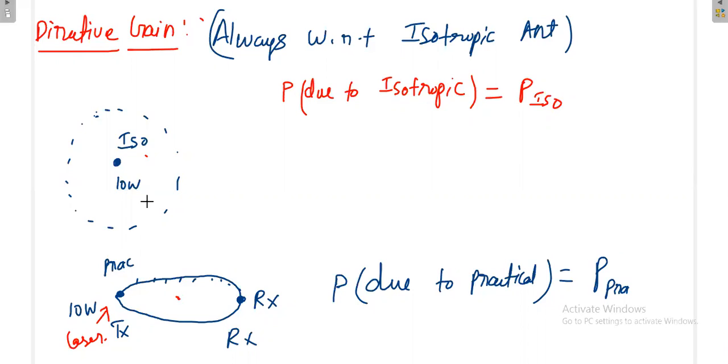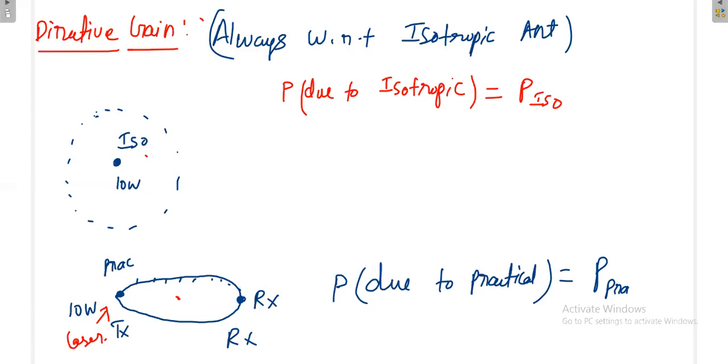As per the definition, the laser seems to give gain, because power due to the laser is high. Light received from the laser is high as compared to light received from the ordinary bulb, but at the cost of what? At the cost of beam width. Okay, you are getting gain at the cost of beam width.